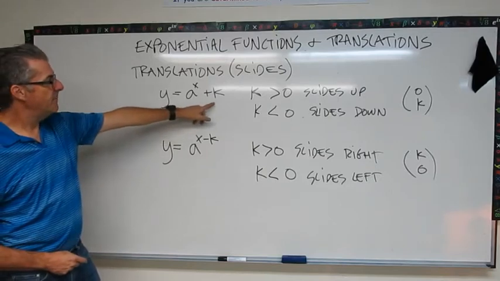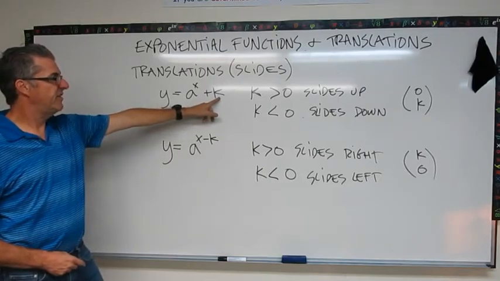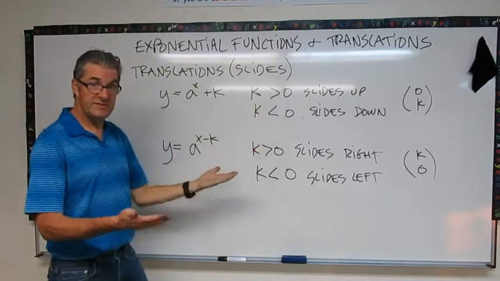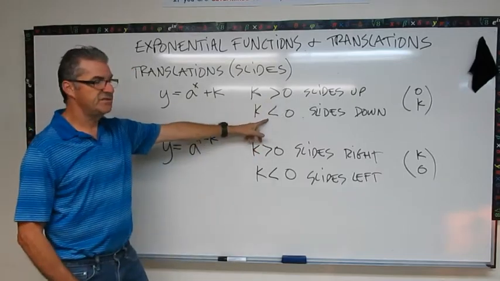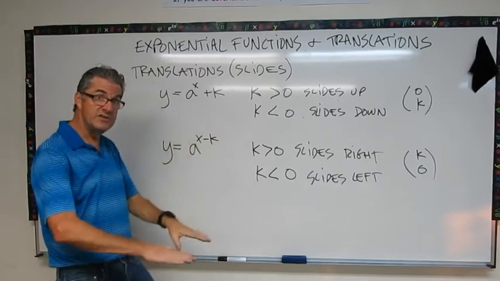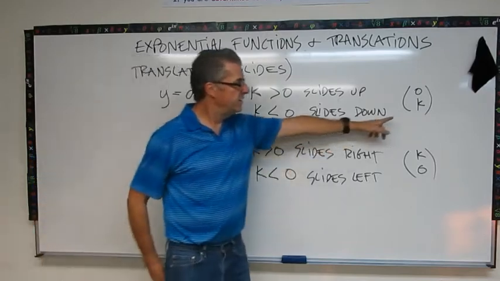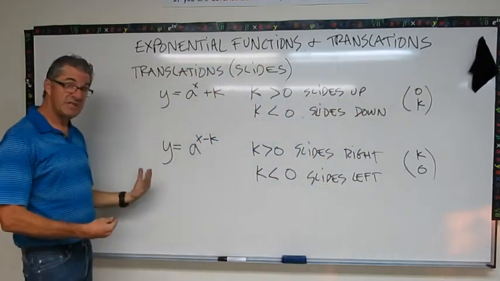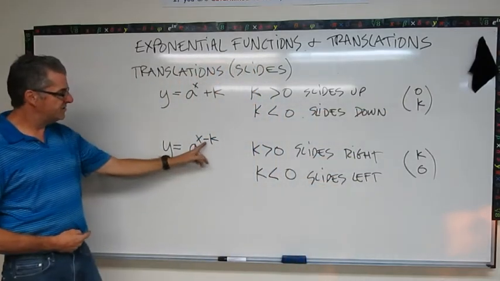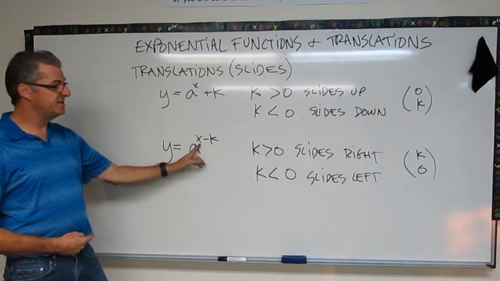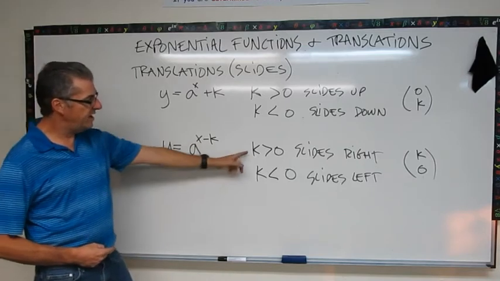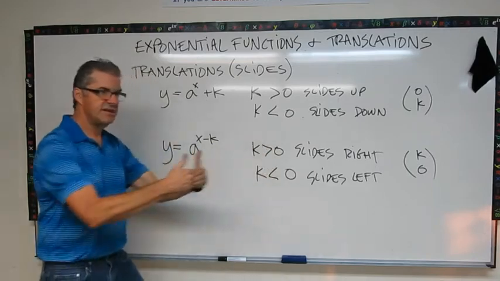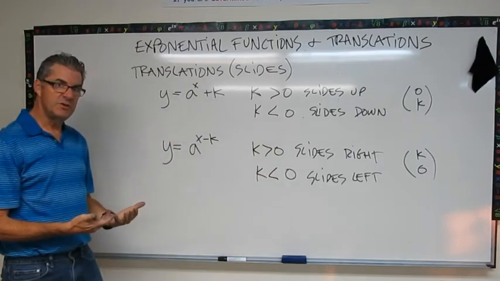If we're going to slide it up or down, we just add or subtract this value to the expression there. And so if k is bigger than 0, makes sense, it goes up. If k is less than 0, it goes down. This is the whole function shifting on the graph. And in our translation notation, that's just (0, k). Now to slide it right or left, we just add or subtract the k from the exponent itself up here. And so if k is bigger than 0, we slide to the right. And if k is less than 0, we slide to the left. That also makes good intuitive sense.